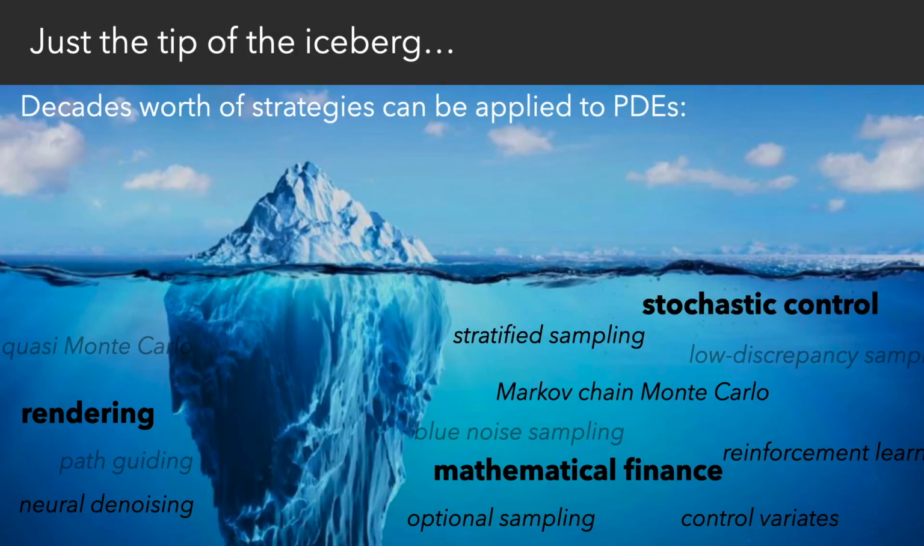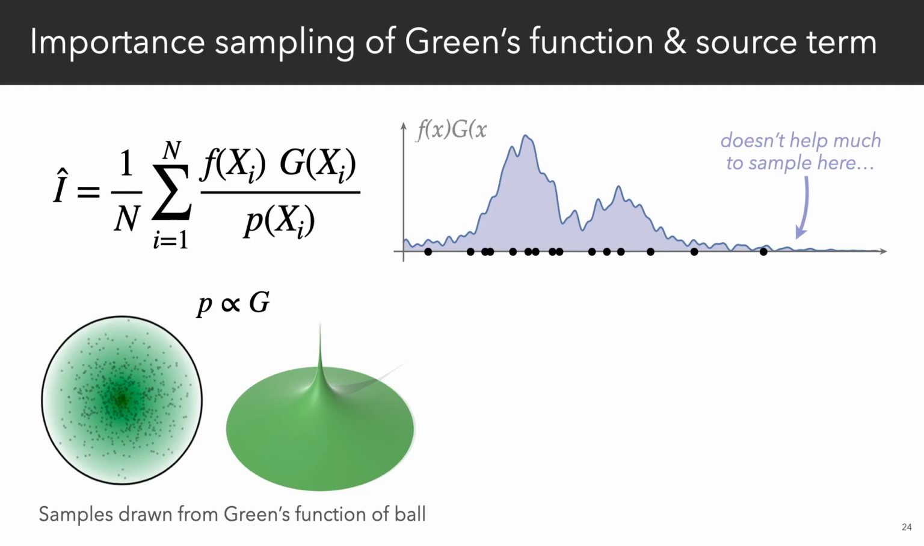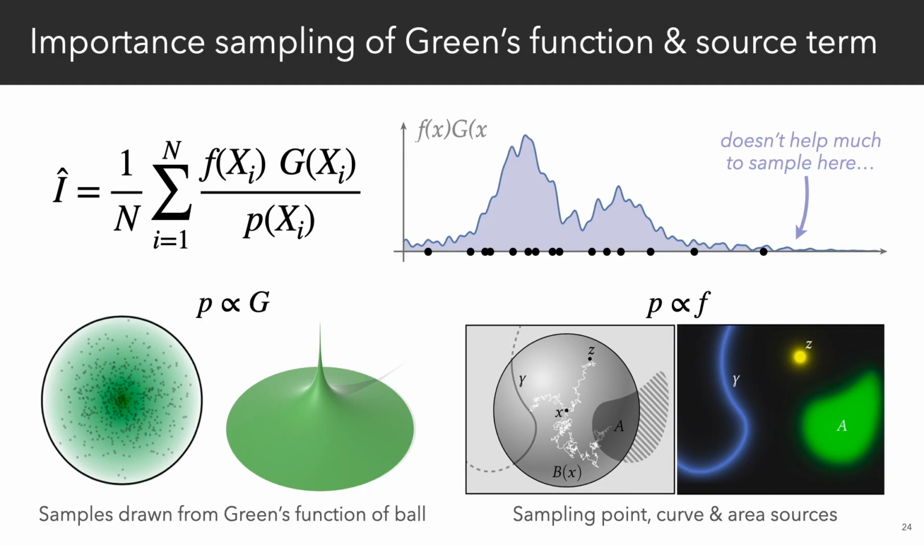So overall, techniques like BBC are really just the tip of the iceberg when it comes to reducing noise and improving the efficiency of Monte Carlo PDE solvers. There's still decades worth of inspiration to take from rendering, stochastic control, and even mathematical finance to develop variance reduction strategies that either outperform BBC or work side by side with it. For instance, we already discussed importance sampling strategies for source integrals with walk-on spheres, where we can generate samples from the Green's function, the source term f, or a combination of the two via multiple importance sampling.